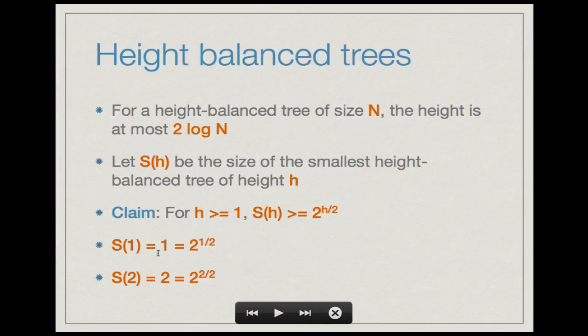S of 1 equals 1, which is 2 to the 1 by 2. Here we take 1 by 2 to be 0. S of 2 equals 2, which is 2 to the 2 by 2. S of 2 equals 2 because the smallest height balanced tree of height 2 that we can create is a node and one child. So it's the 2 node tree.